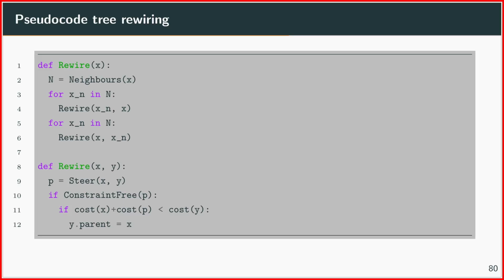And this is also one of the big differences between sampling-based planning and optimality and optimization-based planning, which we will talk about later on in the course.